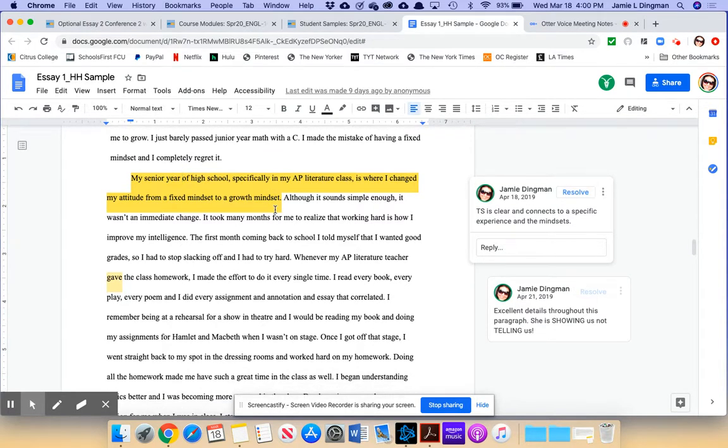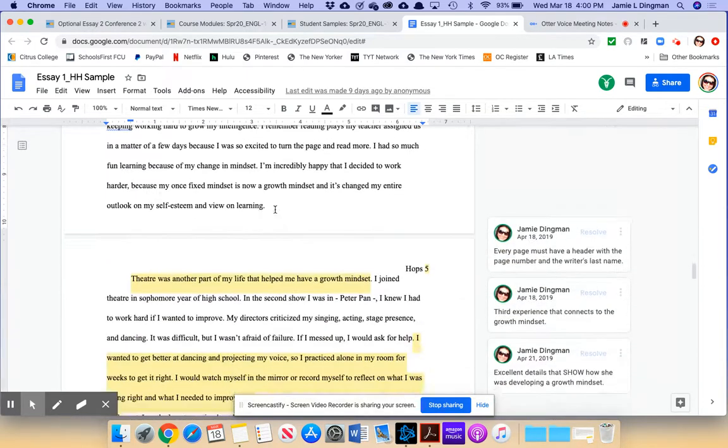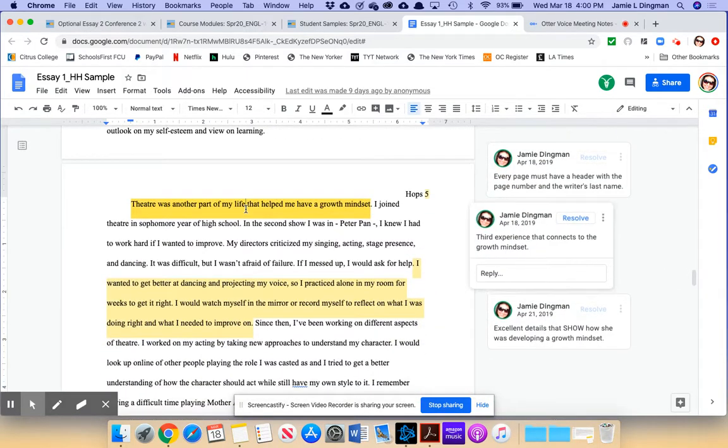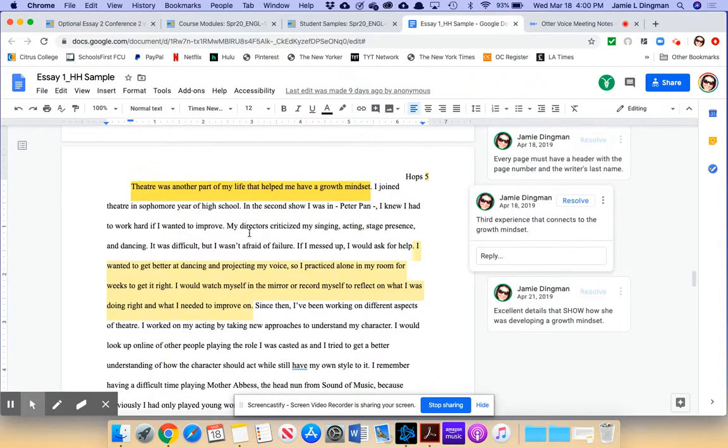I also like the progress that she's making through this essay, starting with a fixed mindset, then giving us an example where it goes from fixed to growth. And then you'll see her last example, the one that I'm going to go over with you in detail, moves totally into the growth mindset. And here's her topic sentence for that.